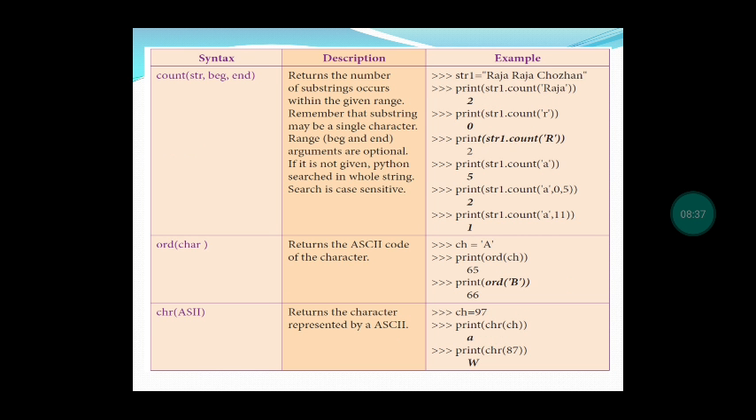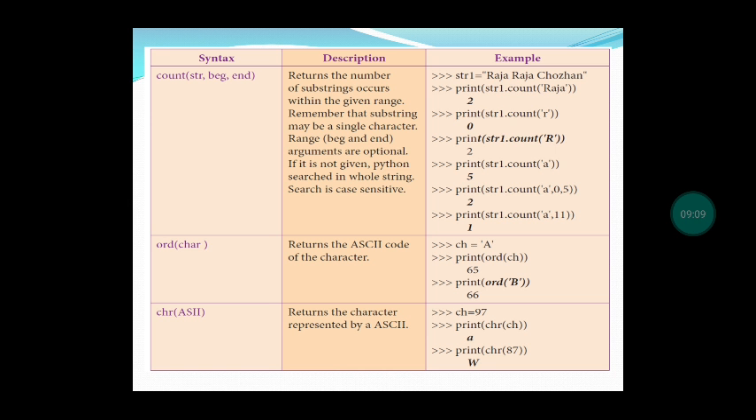Next syntax, count of str comma beginning comma end. This is one of the built-in functions in Python. It returns the count of the substring which occurs in the given range. It will identify the substring in a given range. We can give the string and the beginning and ending of the string. See this example.